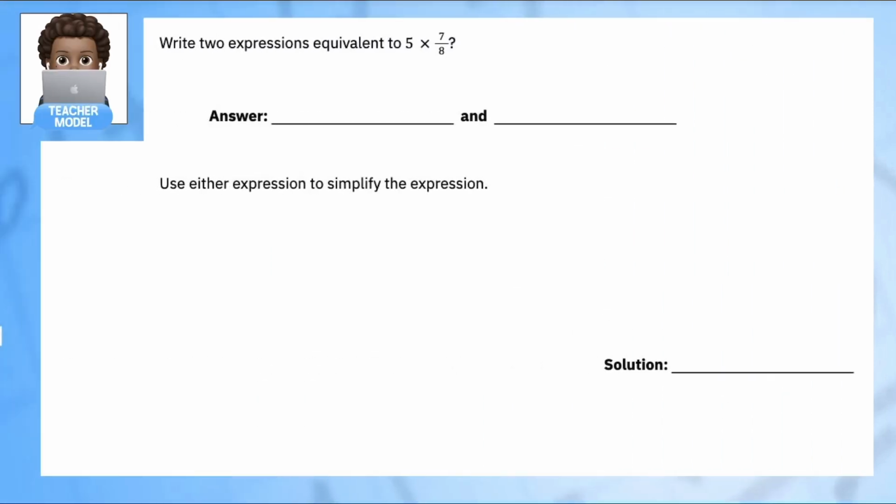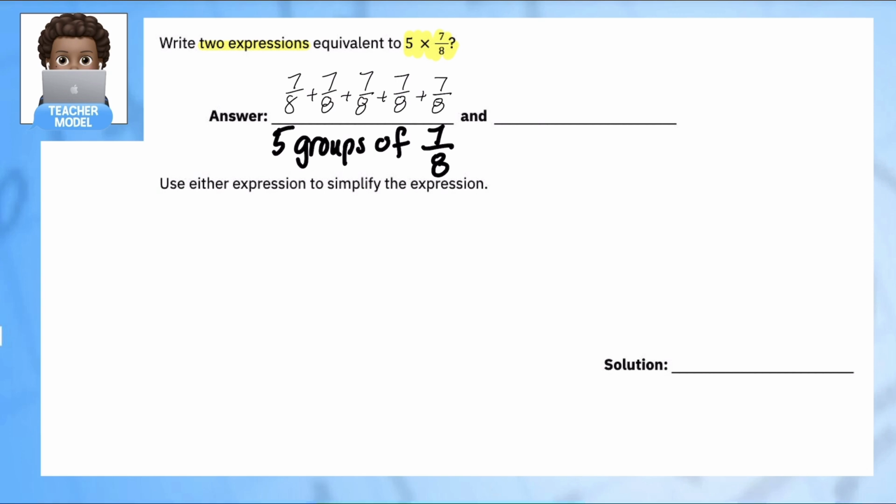Let's think about different ways I can express this type of problem. Write 2 expressions that are equivalent to 5 times 7/8. Let's start with the first way, which is that I have 5 groups of 7/8. This is a repeated addition one, where I can see it as 7/8 plus 7/8 plus 7/8 plus 7/8 plus 7/8. So I can just express my multiplication as repeated addition.